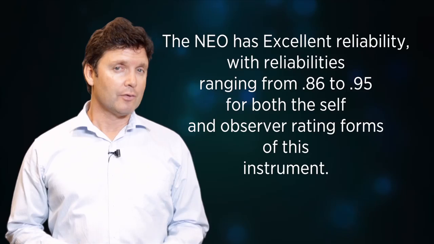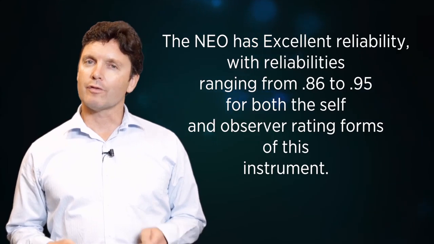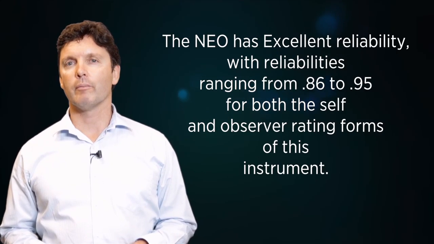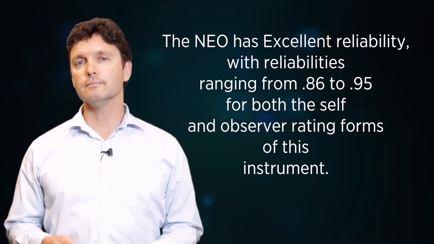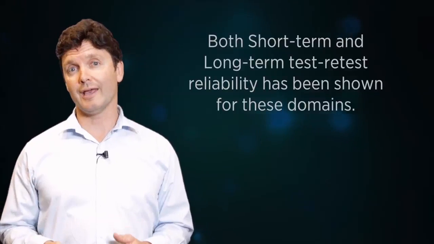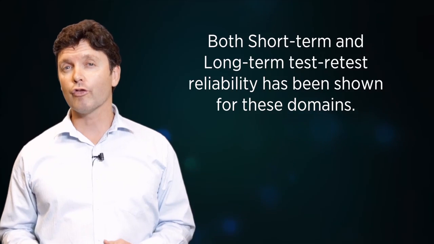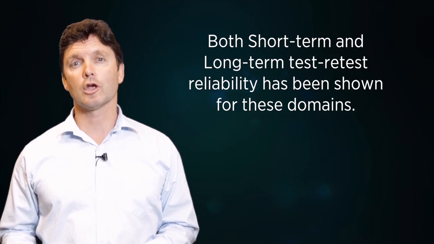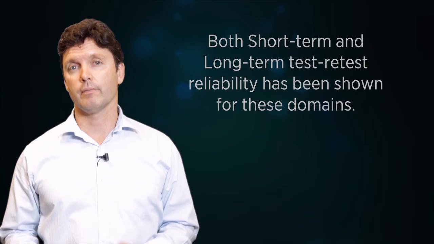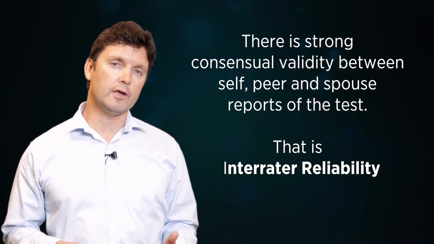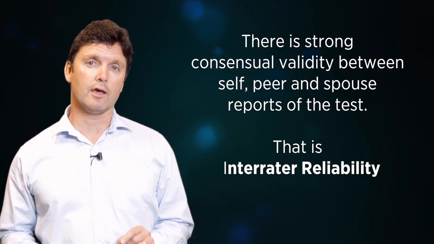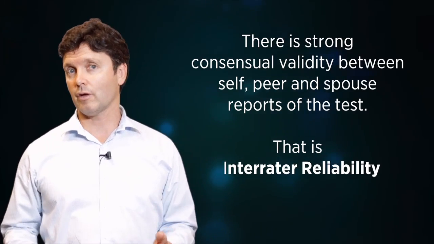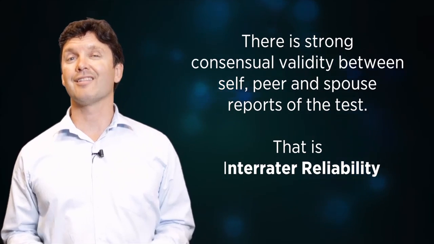The NEO has excellent reliability, with reliabilities ranging from 0.86 to 0.95 for both the self and observer rating forms of this instrument. Both short-term test-retest reliability and long-term test-retest reliability have been shown for these domains. There's a strong consensual validity between self, peer and spouse reports of the test. That's known also, as you remember from before, as inter-rater reliability.